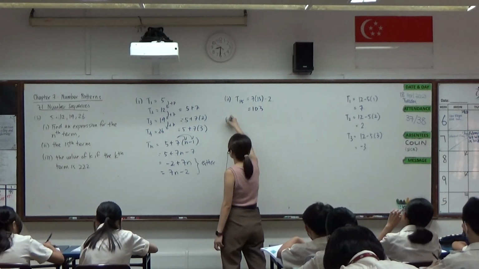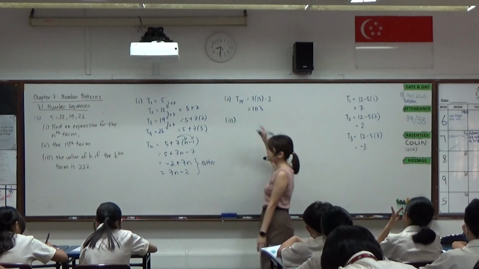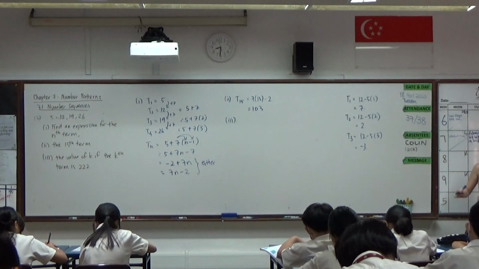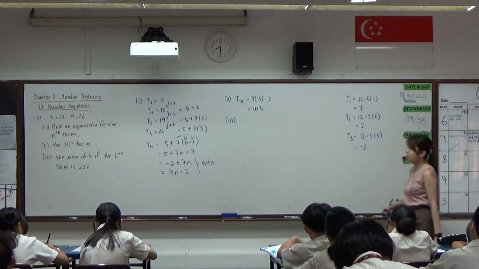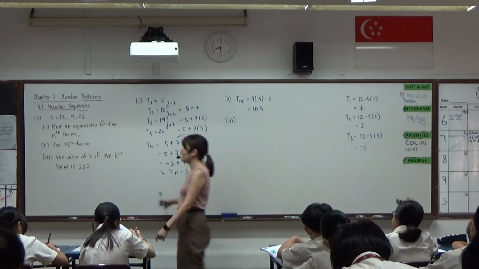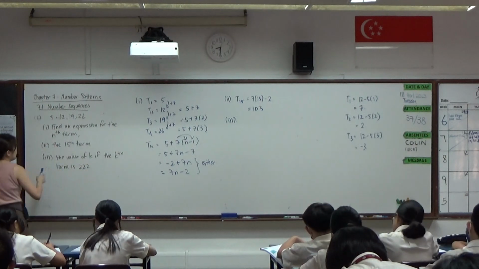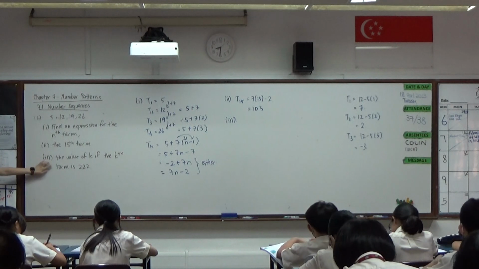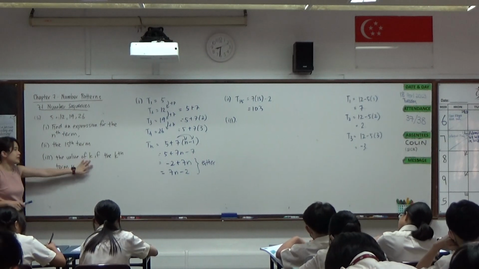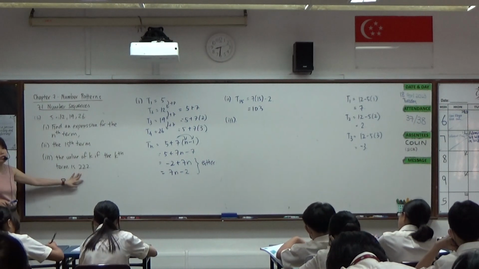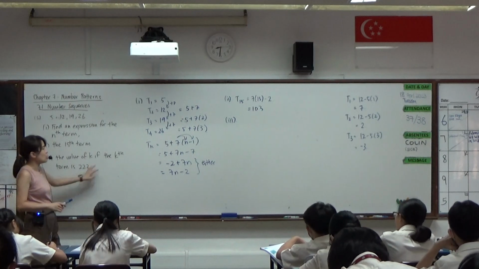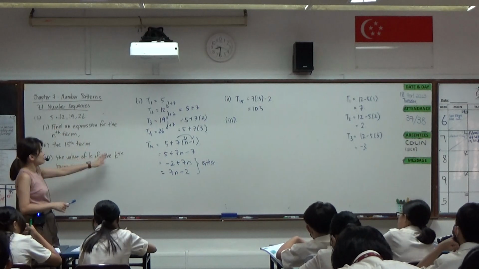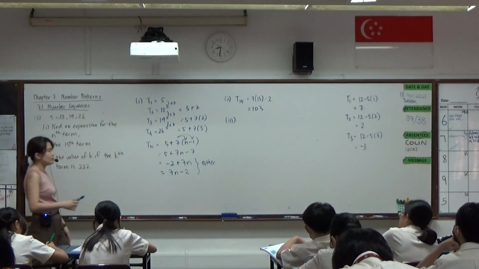Okay, so for part 1 and part 2, we have done something similar already. My intention of going through this question is to make sure that we understand what part 3 actually means. Part 3 asks us to find the value of k if the k-th term is 222. So instead of calling it the nth term, they now call it the k-th term. They want you to find out what this value of k is.